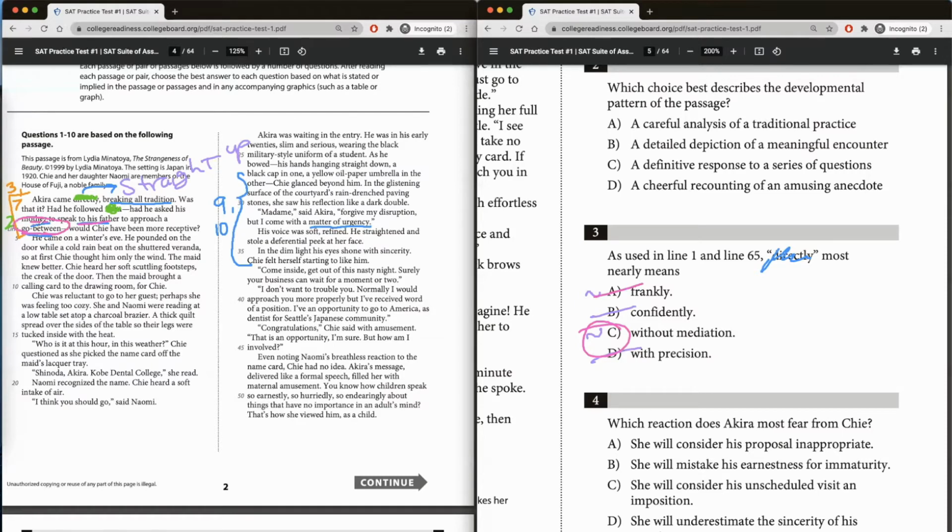Notice once again, I kept referring back to those lines, and that's why they're in 2 different colors, because I just kept going back and saying, okay, but wait, let me reread that. So that's how we answered number 3.